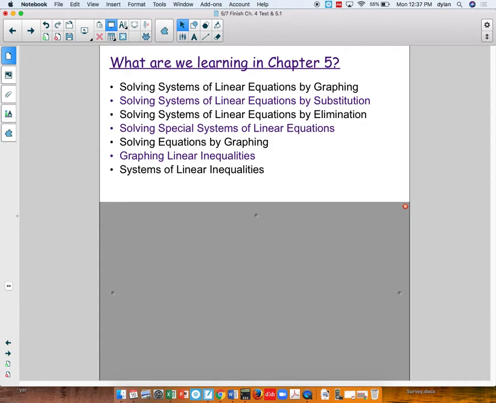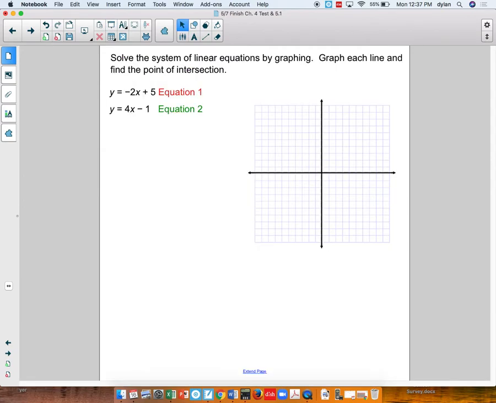And a lot of our problems will look kind of like this. Solve the system of linear equations by graphing. We want to graph each line and then find where the two lines intersect, because that will give us the solution to both of our equations. Both equations will be true only at the point where the two lines intersect.